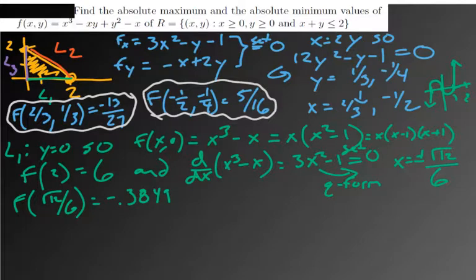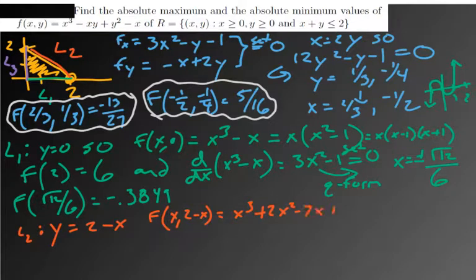Okay, so that's line 1. And then line 2. Basically, for this line 2, you could just set y equal to 2 minus x, because it's just that diagonal line. And if you plug in y as 2 minus x, you can simplify this thing to just a function of x: x cubed plus 2x squared minus 7x plus 4.